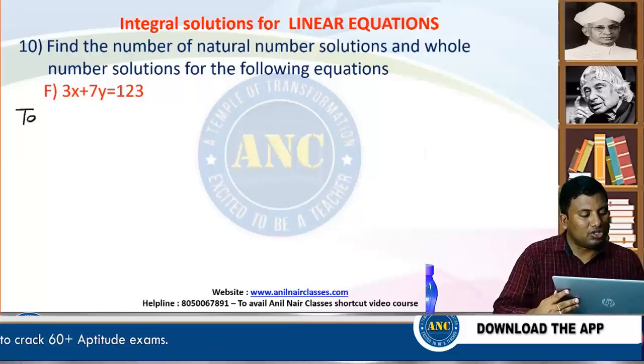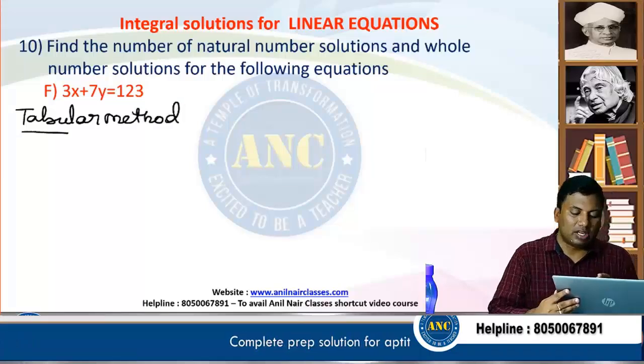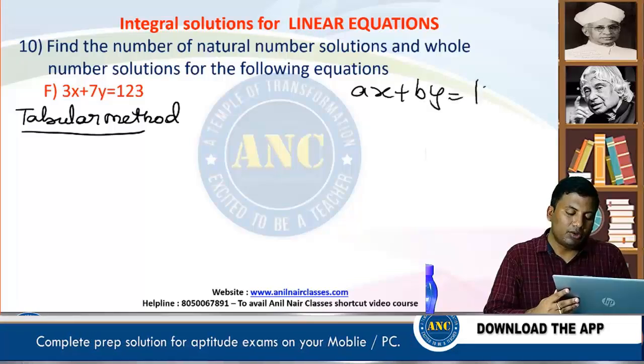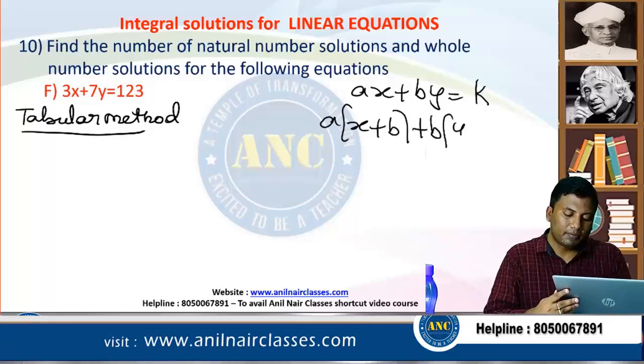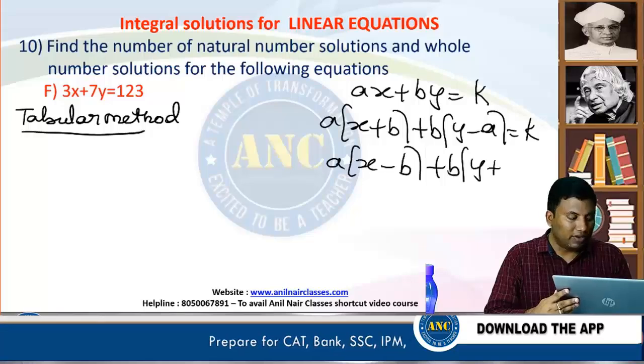Tabular method, which is method 1. Now listen carefully, what is that we discussed? If ax plus by equals k, if x is increased by b, y will be decreased by a, or if x is decreased by b, y will be increased by a. This is what we discussed.